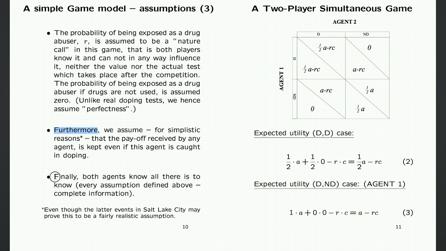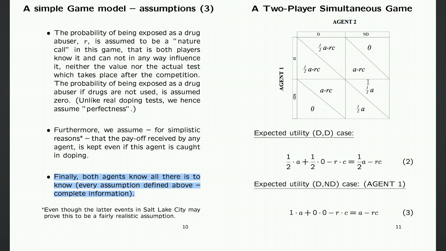And then finally, the standard assumption, if you don't want to look into incomplete information games: both agents know all there is to know, every assumption defined above, which we refer to as complete information here. Okay, given these assumptions, it's relatively straightforward to explain this matrix on the top right here.